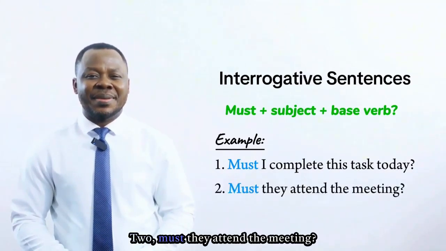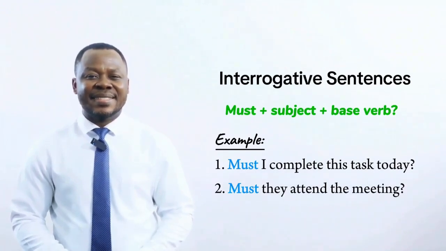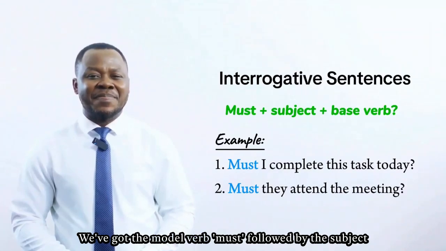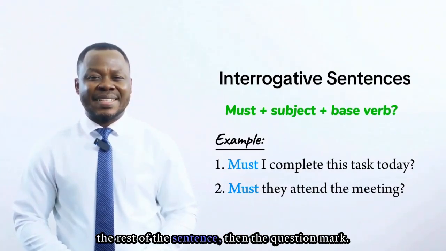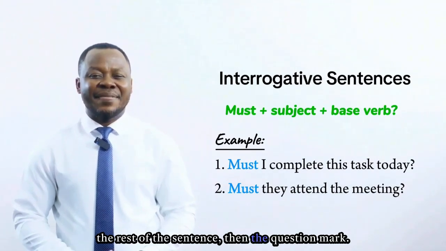2. Must they attend the meeting? We've got the modal verb must, followed by the subject they, then the base form of the verb attend before the rest of the sentence, then the question mark.